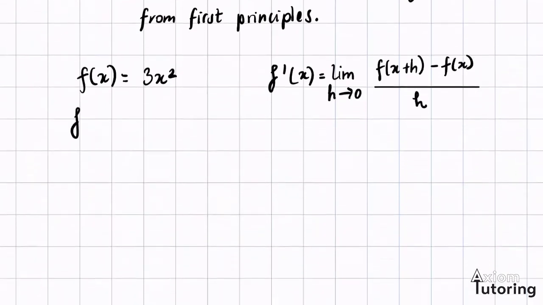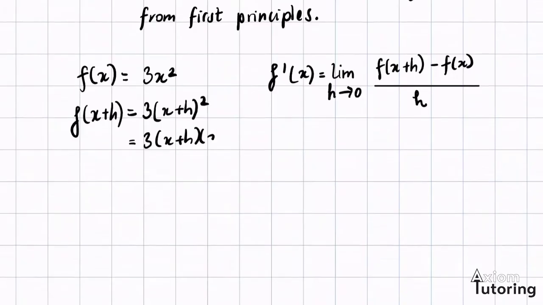So let's work out f of x plus h. So all we're doing here is substituting x plus h into our function of f of x. So we're going to get 3 bracket x plus h squared. And so from here, we'll expand the brackets.